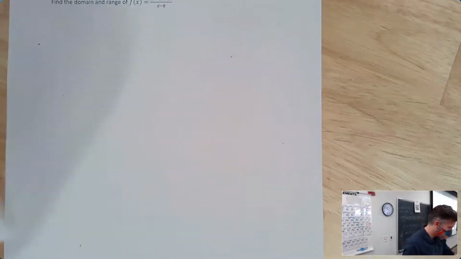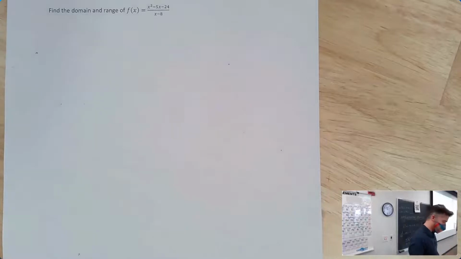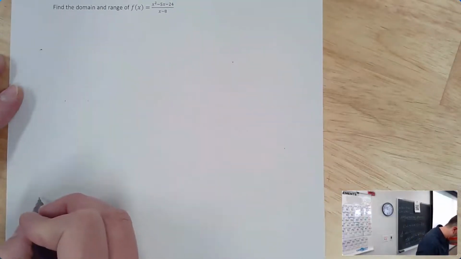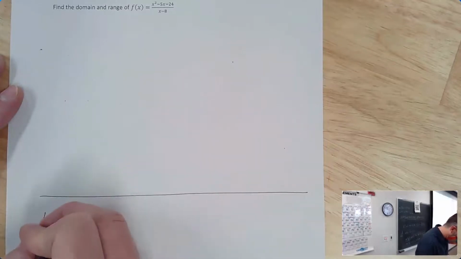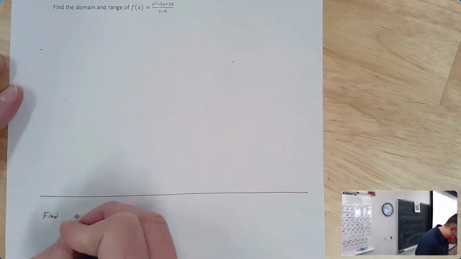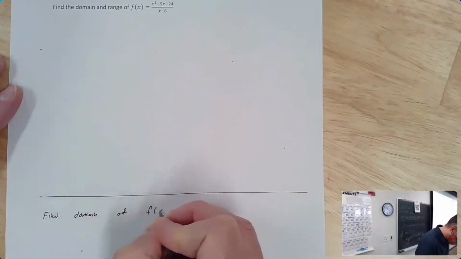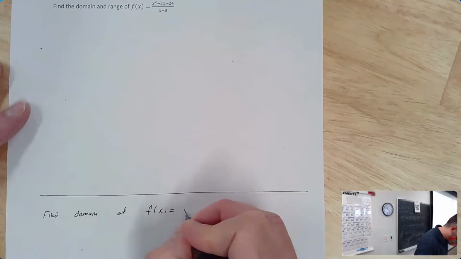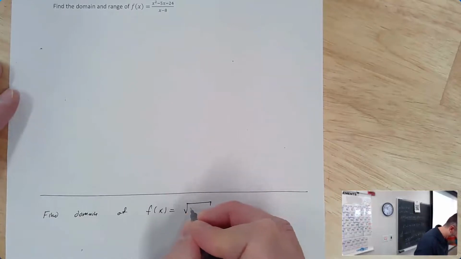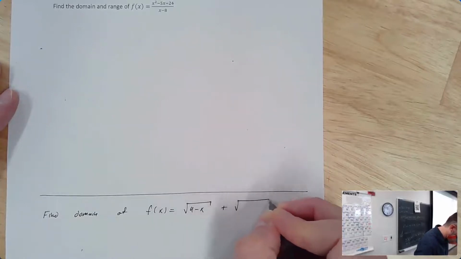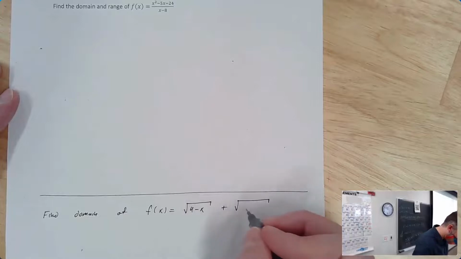I want to show you guys one other example, which I think might help a little bit. So yeah, let's do this one. Let's find the domain of f of x equal to the square root of 4 minus x plus the square root of x minus 1.